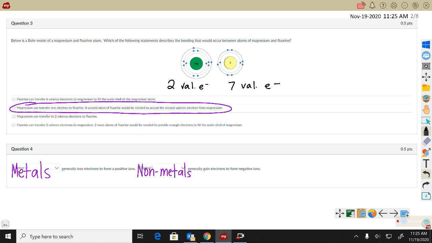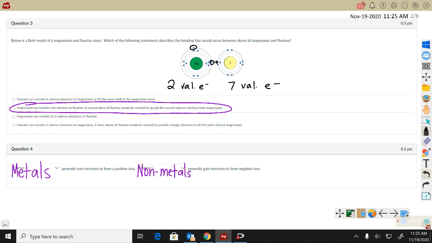So maybe we could take like this 1 and transfer it over to fluorine. But now fluorine's done. Fluorine would be full. We can only take 8 valence electrons. So the fluorine could take 1, but then what do we do with this guy? The magnesium has 2 valence electrons. So the best option is for magnesium to transfer 1 electron to fluorine, but then we would need a second fluorine atom to take the 2nd electron from magnesium.